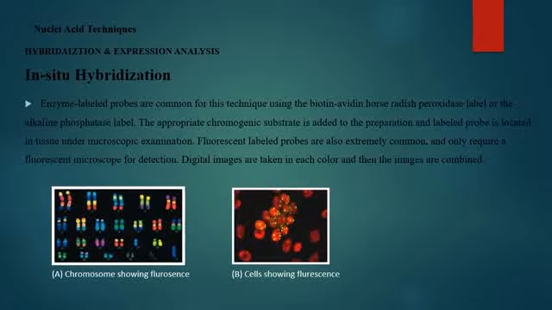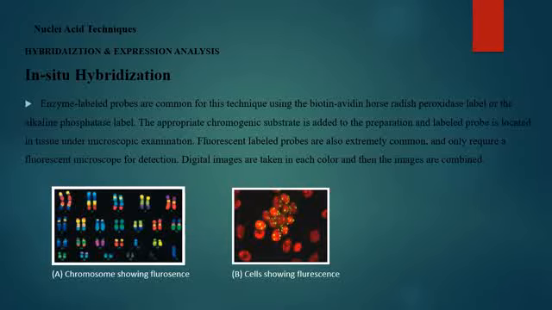Now, enzyme labeled probes are common for this technique, using the biotin avidin horseradish peroxidase label or alkaline phosphatase label. The appropriate chromogenic substrate is added to the preparation and the labeled probe is located in tissue under microscope examination. So you label it and you observe it. Fluorescent labeled probes are also extremely common and only need a fluorescent microscope for detection. So fluorescent labeled probes are available and you need a fluorescent microscope for the detection.